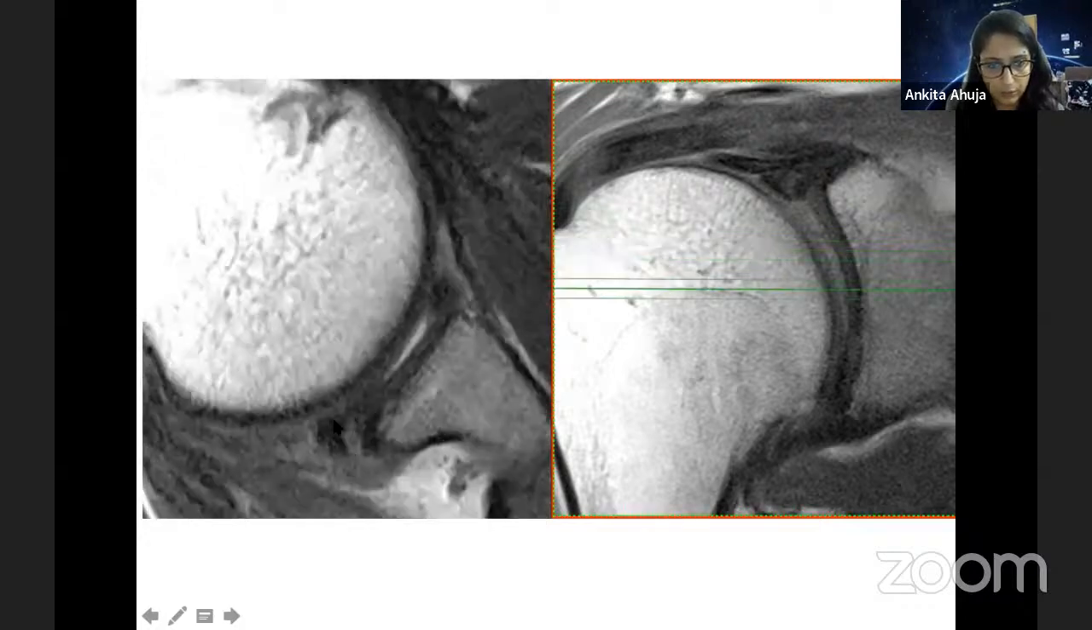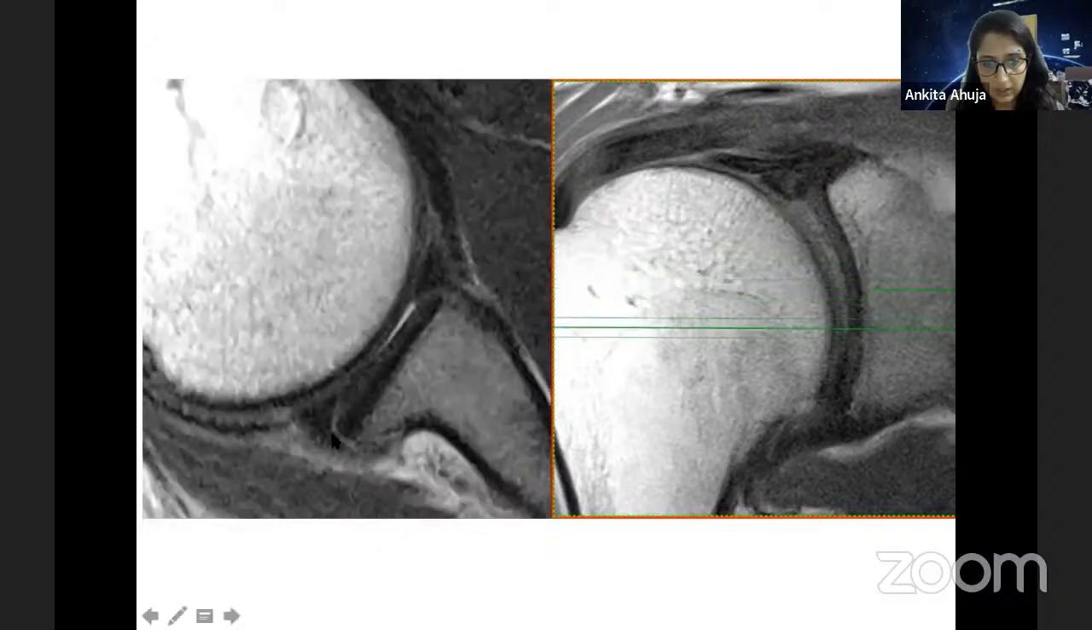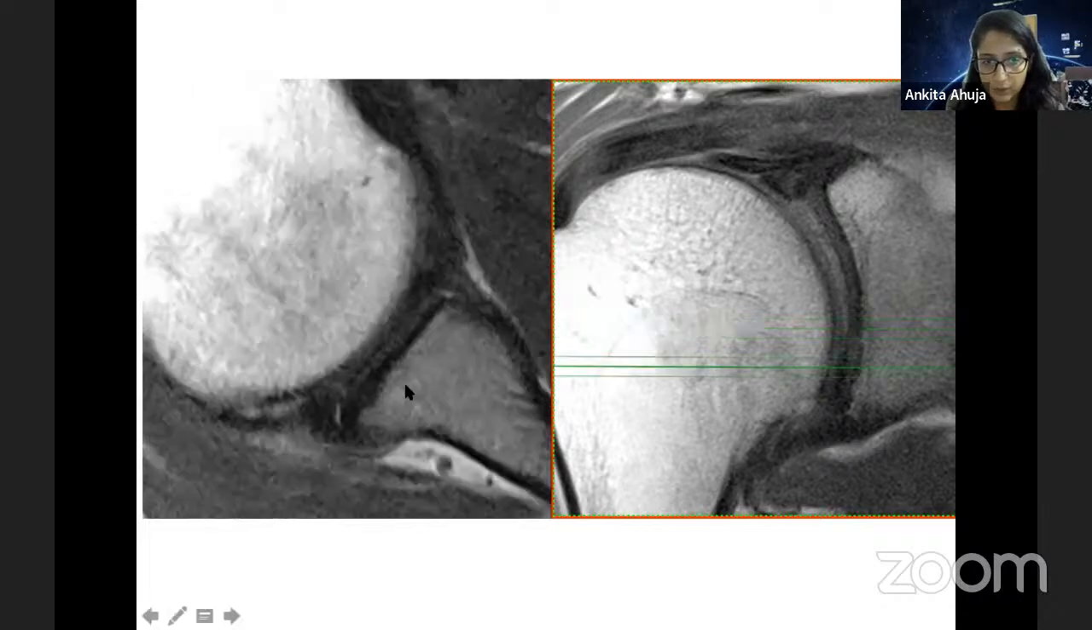Okay, we go forth. Then you see a lot of signal within the labrum again over here. So this entire thing should be your labrum. There is a lot of intrasubstance signal here. Again, there is a fluid cleft which is extending deep into the posterior inferior quadrant. This might just be a fluid cleft, but there are no variants and it is continuous with the tear which is seen above. So without doubt, this is a tear.